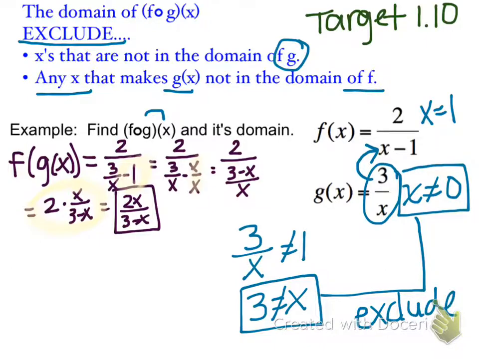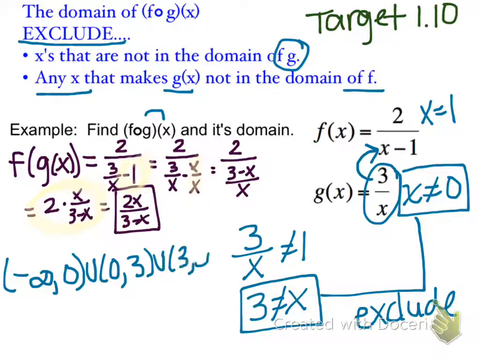from our domain. The way we can write this in our interval notation would be that we're going to go from negative infinity all the way to 0. But we're going to close our parentheses there and hop over 0. We're going to continue on to 3, and then we're going to hop over 3, and then we'll finish off going to infinity.